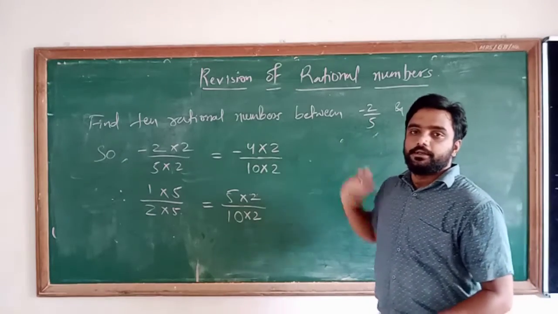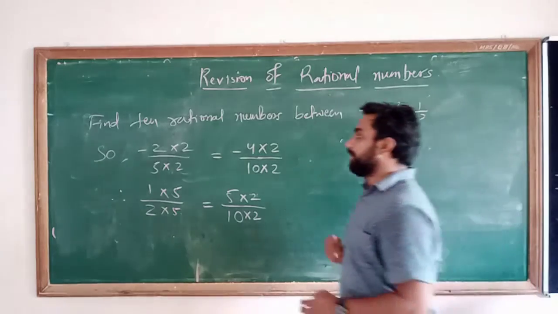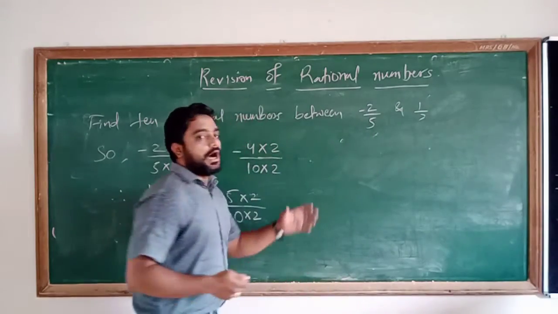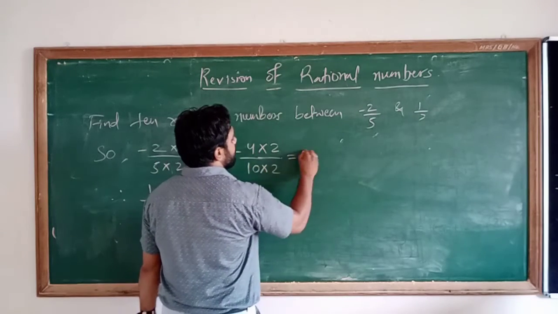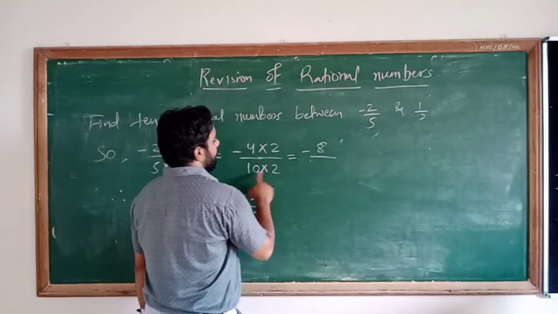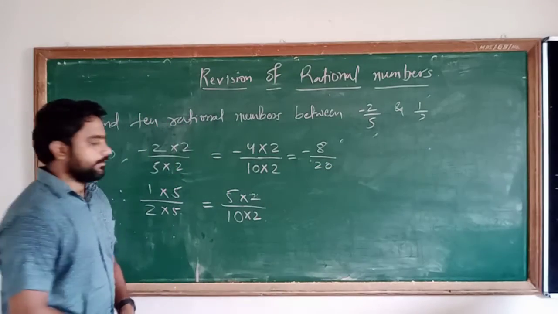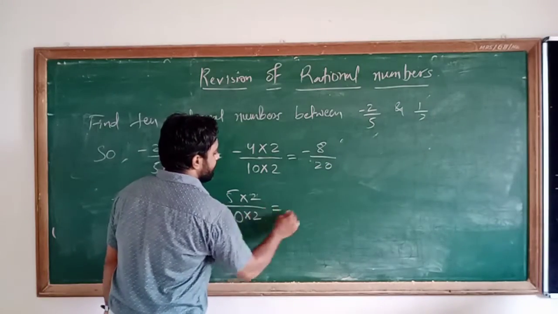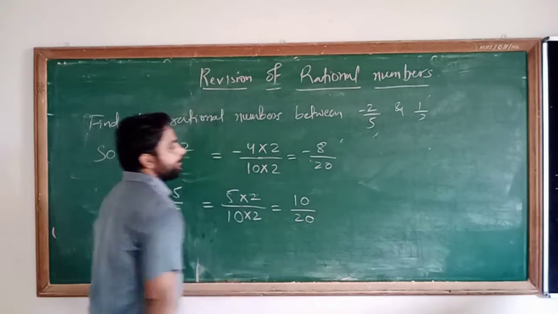एक और नंबर है, इसको मल्टीप्लाई करना इन द न्यूमरेटर एंड इन द डिनोमिनेटर. Okay, you can multiply it with any number. It depends on how many numbers you have to obtain. So that will give you how much. 4 2s are 8 and 10 2s are how much? 20. Understand? And here 5 2s are 10 and 10 2s are 20.